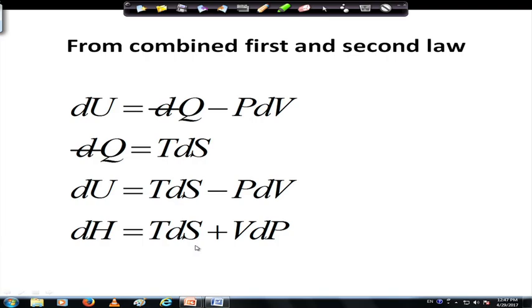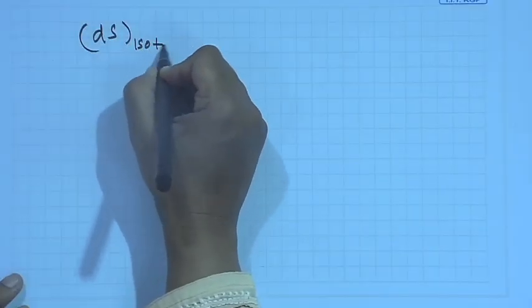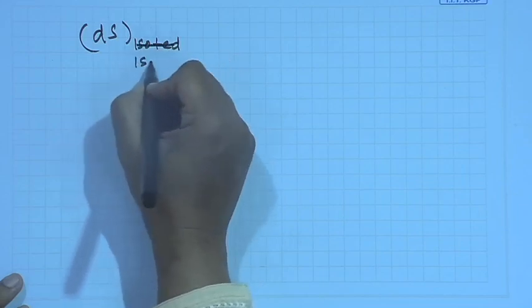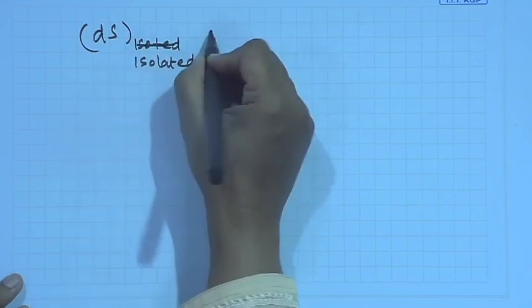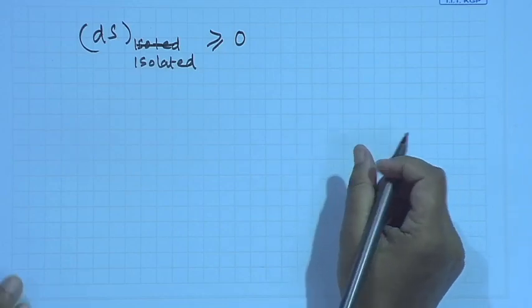And the other thing which we have obtained from the combined first and second law is the criteria of spontaneity of a process, but we need to remember that we could obtain the criteria of spontaneity just for an isolated system. What does this demand? This demands that in order to find out whether a process is feasible or not, we need to find out the entropy change of the system and also the entropy change of the surroundings if the system is not isolated.